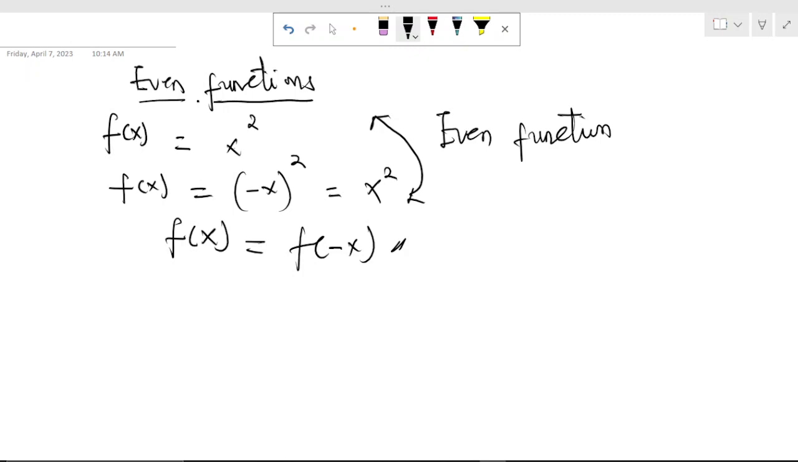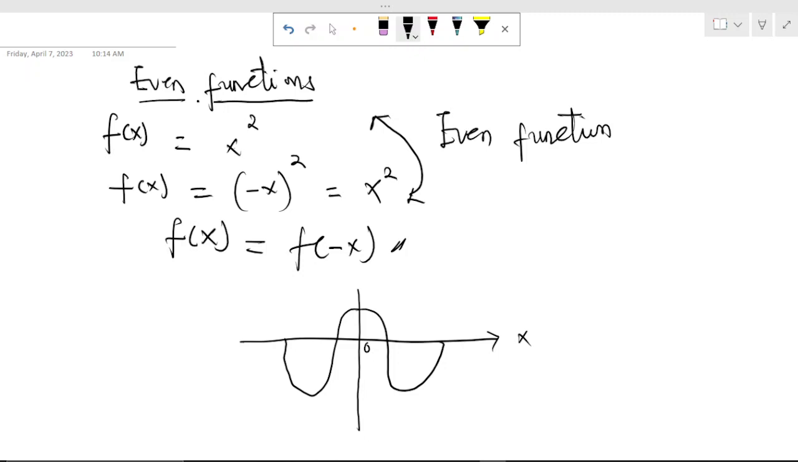Another thing to know about even functions is how the graph looks. A typical graph for an even function would look like this. This is the graph of cos x. So what can we notice from this graph? We can see that the function is symmetric about the y-axis.